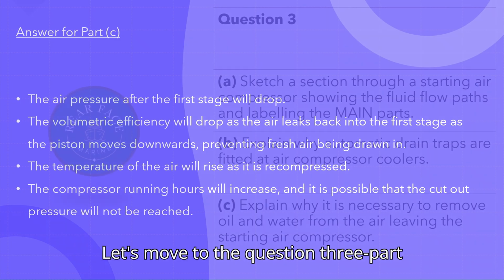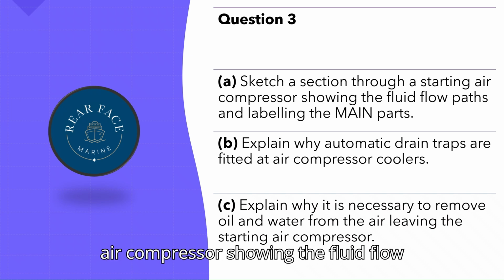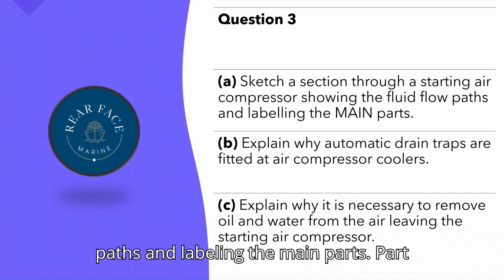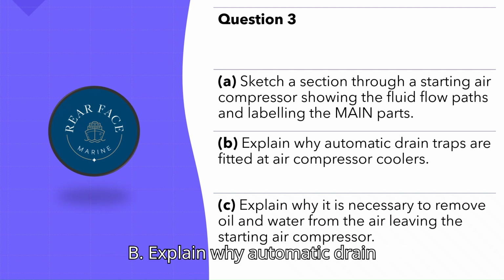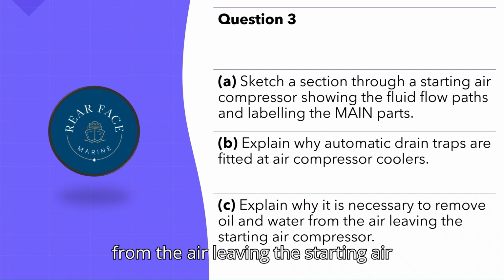Let's move to Question 3. Part A. Sketch a section through a starting air compressor showing the fluid flow paths and labeling the main parts. Part B. Explain why automatic drain traps are fitted at air compressor coolers. Part C. Explain why it is necessary to remove oil and water from the air leaving the starting air compressor.